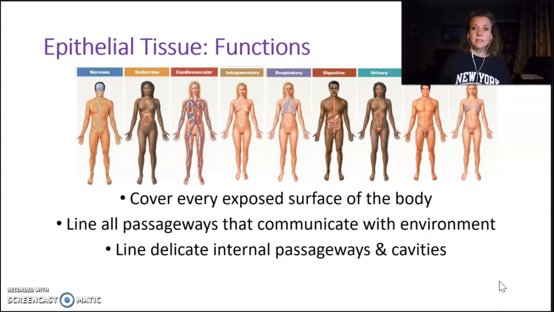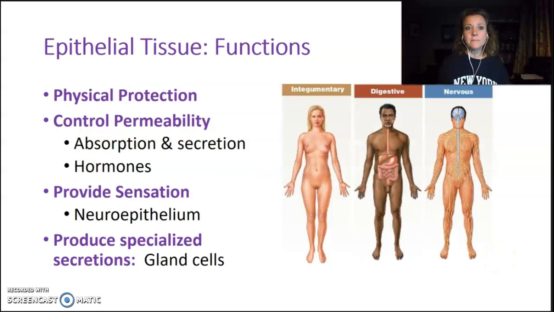Epithelial tissue has many functions, but one of the greatest functions that it has is to separate the inside of our body from the environment in which we live and work and play. They are going to cover every exposed surface of our body. They are going to line all of the passageways that communicate with the environment. So that means our nasal passages, our oral cavity, the anus, our eyes, ears, and then they're also going to line the delicate internal passageways and cavities that we have in our body.